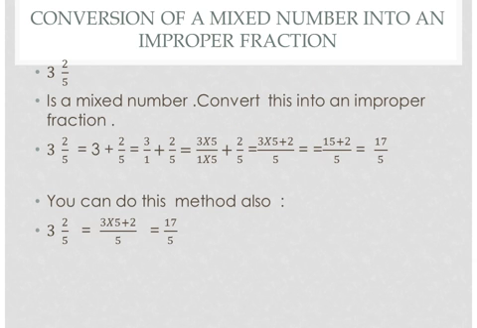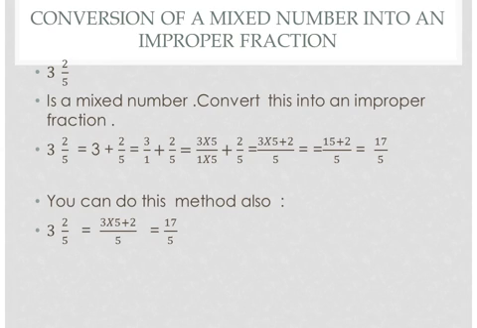Next topic is conversion of a mixed number into an improper fraction. Here 3 2/5 is a mixed number. Now see how to convert it into an improper fraction. Here 3 is a whole number, so you write 3 + 2/5 is equal to 3/1 + 2/5.